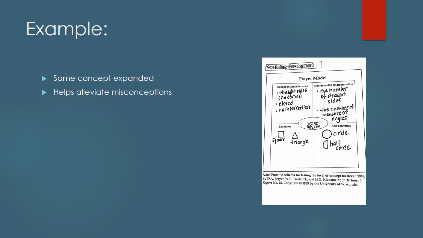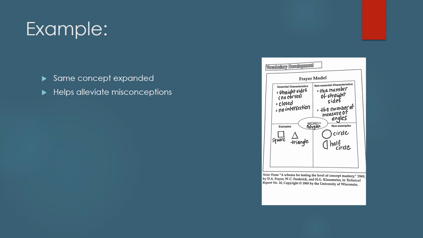This model helps to alleviate misconceptions that students may have. For example, if you look at the non-essential characteristics, these will vary depending on the discipline that you're using the Frayer model for. But in this sample, students may think that a polygon has to have a certain number of sides, which in fact is not true. So it is not essential for a polygon to have a specific number of sides.